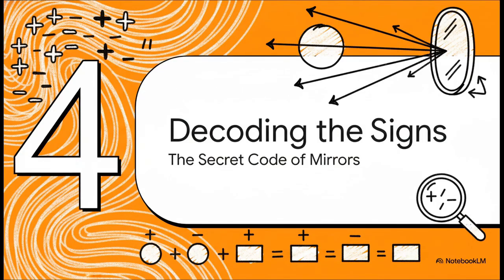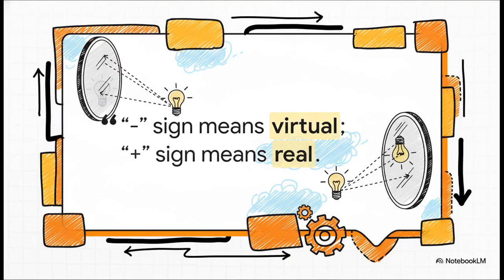All right, now for the really cool part. Physics uses this simple little code, just positive and negative signs, to tell us everything we need to know about an image. This isn't just random math. It's like a secret language that describes what's really happening. And here is the biggest secret of them all. In optics, a negative sign always means the image is virtual. A positive sign always means it's real. Just by knowing the sign of a number, you instantly know the most fundamental thing about the image. This one little rule is crazy powerful.